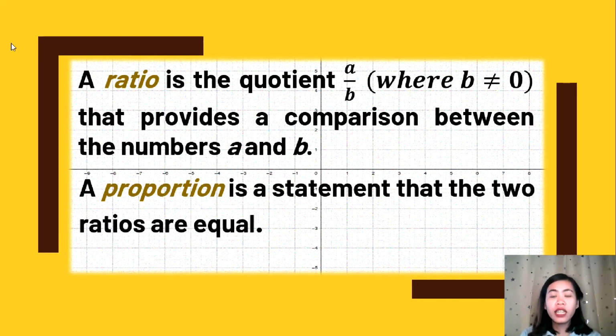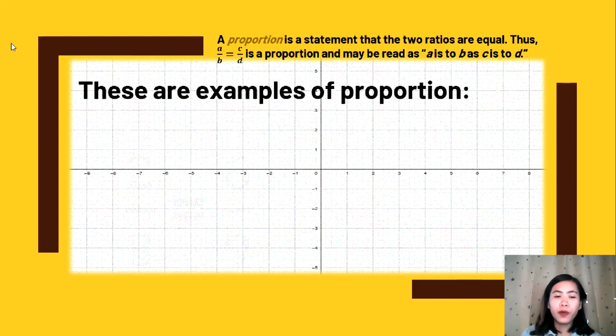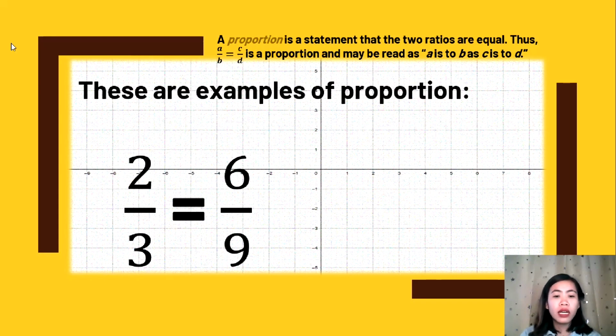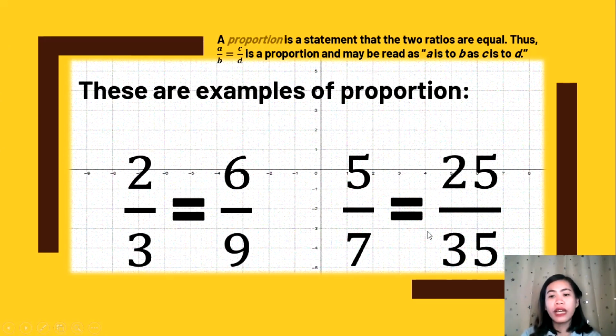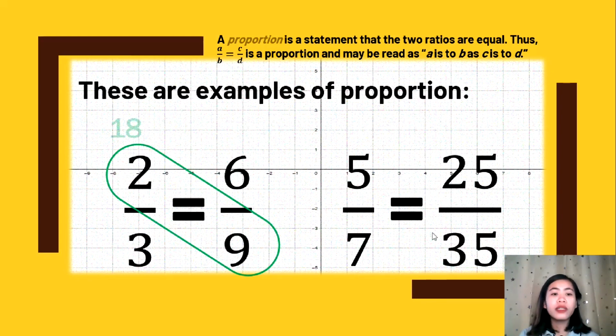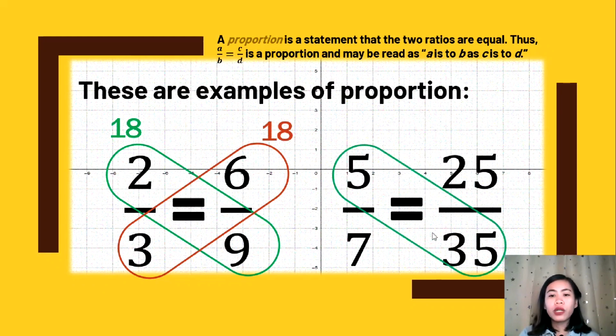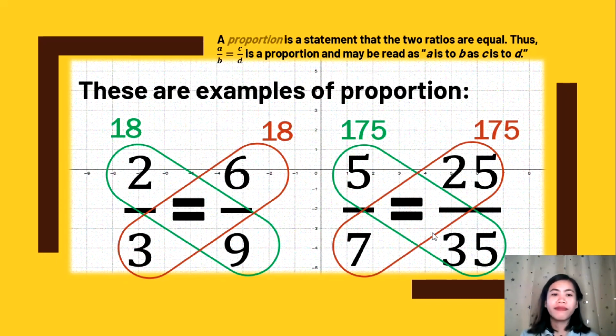Next, proportion. It is a statement that the two ratios are equal. These are examples of proportion. We have 2 is to 3 as 6 is to 9. And 5 is to 7 as 25 is to 35. So, para ma-check natin kung yung dalawang pair ng ratio ay proportion talaga, dapat masatisfy niya to. Yung product ni 2 and 9 should be the same product of 6 and 3, which is true. Katulad dito, we have 5 times 35, 175, same with 7 and 25. So, that is why they are proportion.